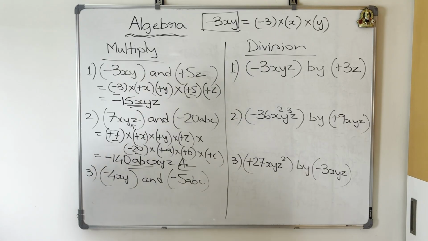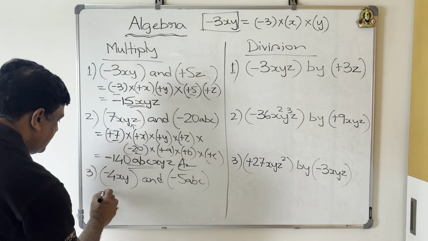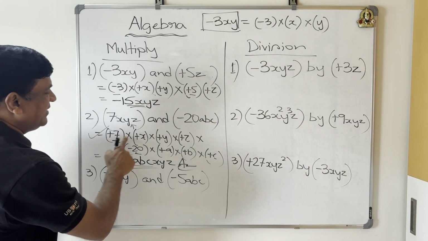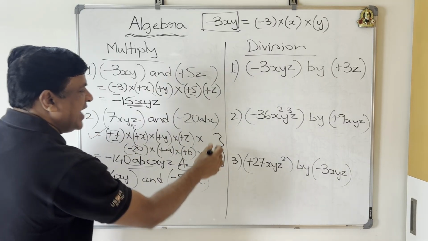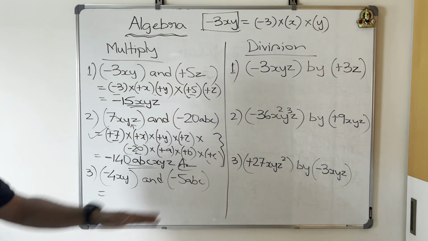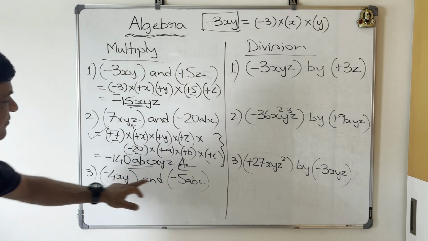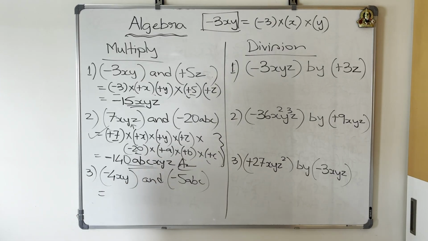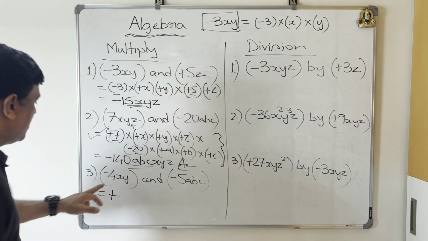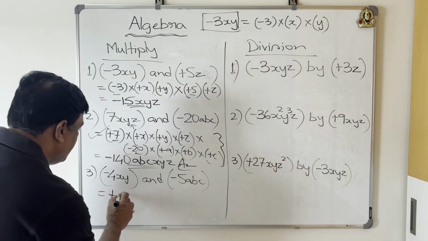Simple. Got it? Similarly, let's do the last one. What do you have over here? Now I'm not going to break it down like this because writing like this is a waste of time. Since you understood the concept, you can do it directly. -4 into -5 will give you what? Minus into minus will give you a plus. 4 times 5 will give you 20.